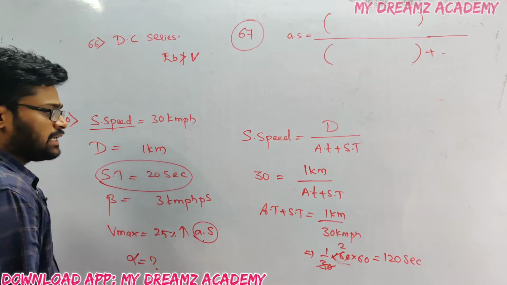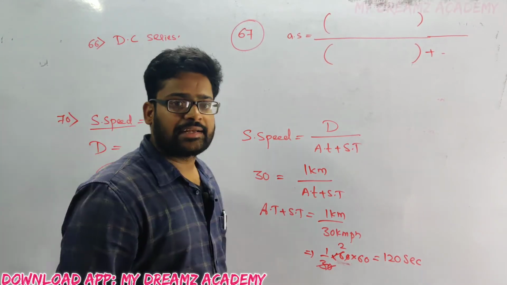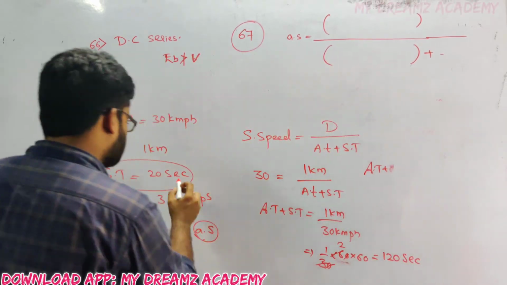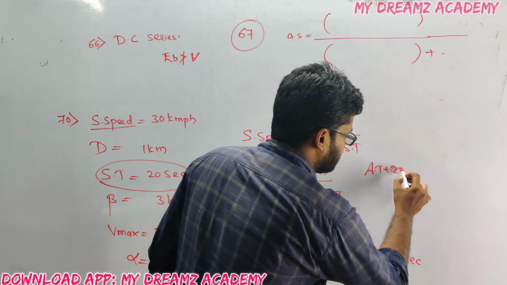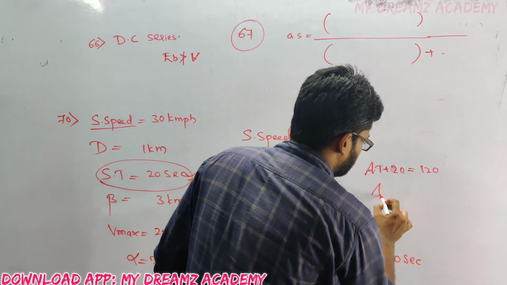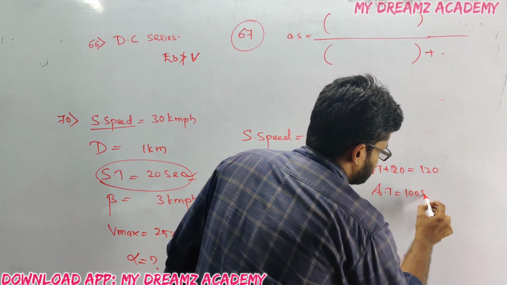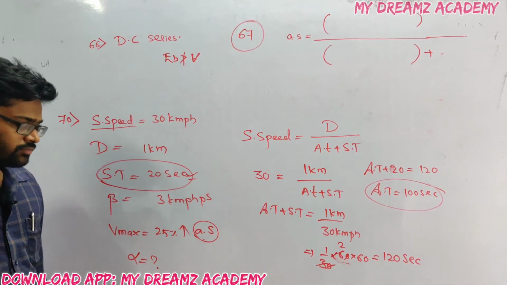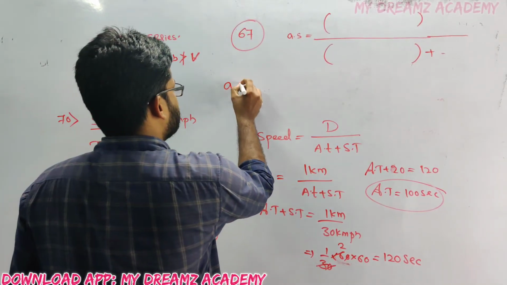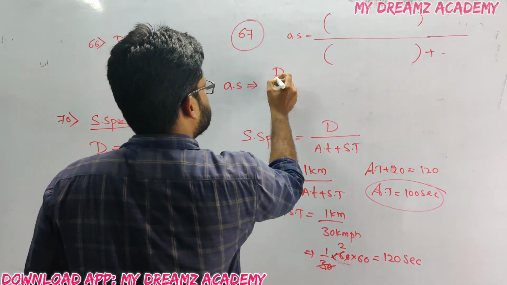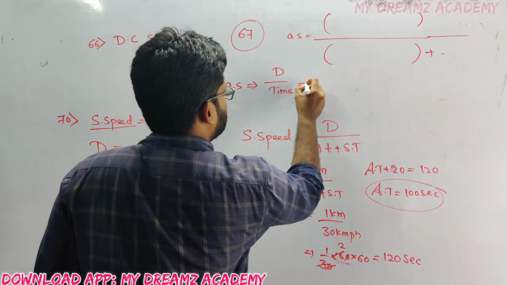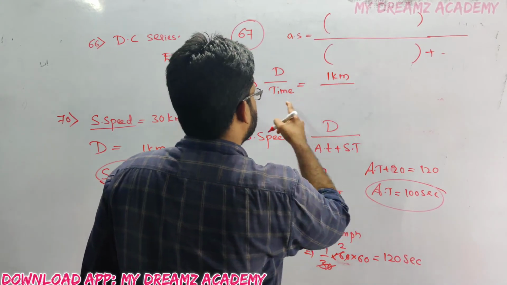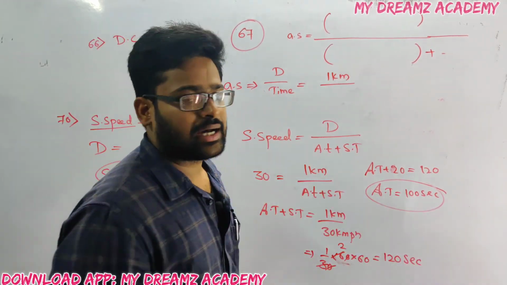Now I would like to calculate only actual time. How can I calculate actual time? Actual time plus stoppage time, the stopping time is 20 seconds as already given, so actual time plus 20 is equal to 120 seconds. Actual time is equal to 100 seconds. Now I would like to calculate average speed. Average speed can be calculated as distance by time. So the distance is 1 kilometer divided by time. Actual time is 100 seconds.